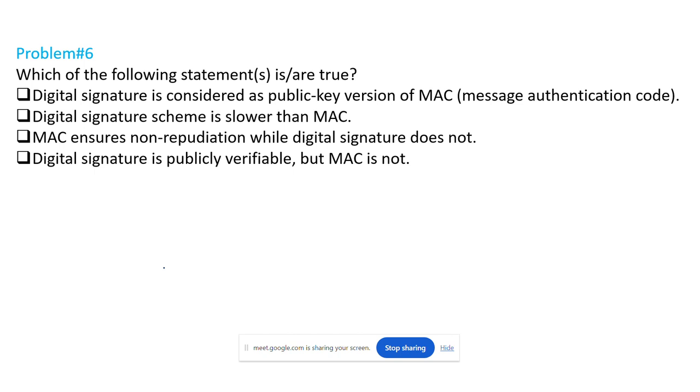Which of the following statements is or are true? First option says digital signature is considered as public key version of MAC. Second option says digital signature scheme is slower than MAC. MAC ensures non-repudiation while digital signature does not. Digital signature is publicly verifiable but MAC is not. They are very objective type of question. You can answer just ABCD whatever you think.